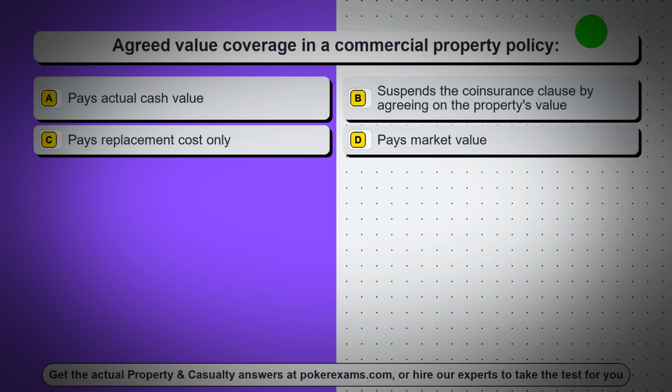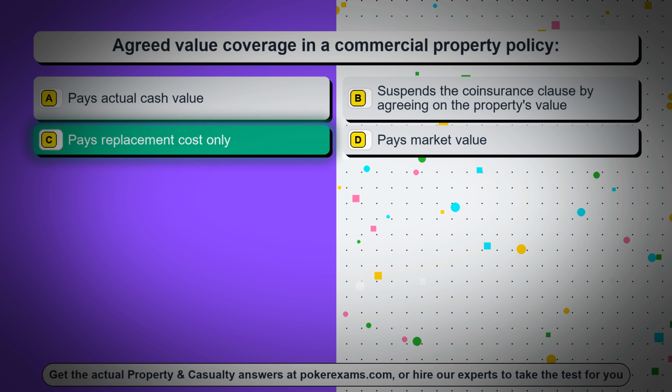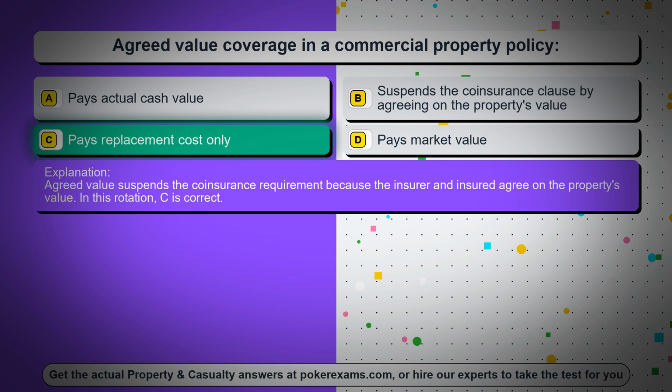Question 31. Agreed value coverage in a commercial property policy. Option A pays actual cash value. Option B suspends the coinsurance clause by agreeing on the property's value. Option C pays replacement cost only. Option D pays market value. The correct answer is option C, pays replacement cost only. Agreed value suspends the coinsurance requirement because the insurer and insured agree on the property's value. In this rotation, C is correct.